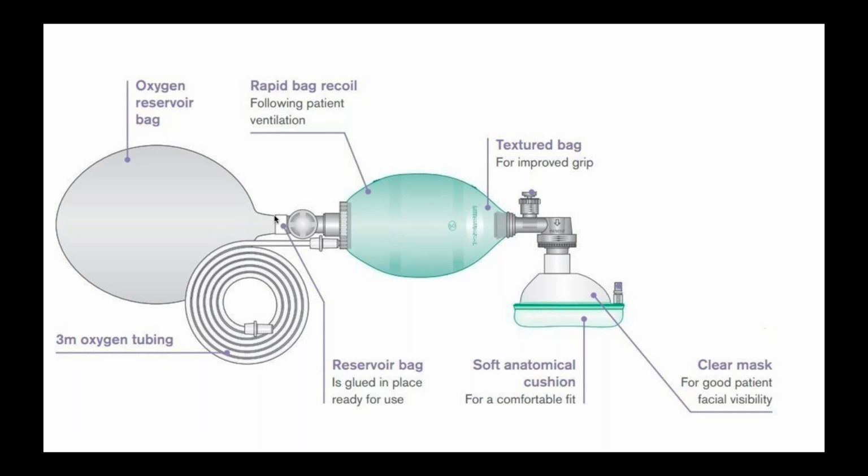So what happens if you leave this end open? What will happen? You press the bag. There is a valve here also, a one-way valve. When you press the bag, this valve will ensure that the air does not move backwards. So the air inside the bag will move forwards into the patient through this valve.